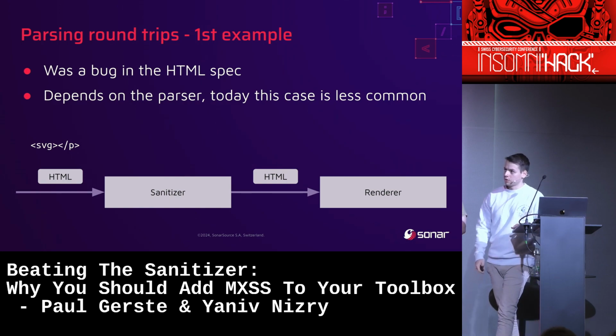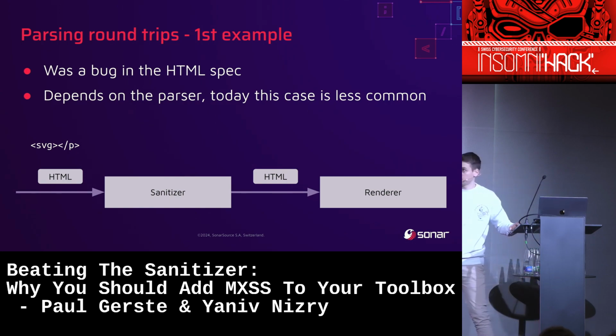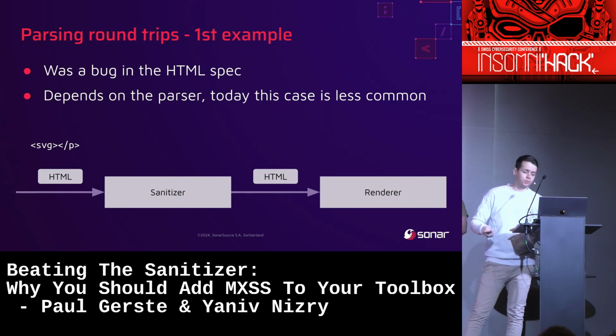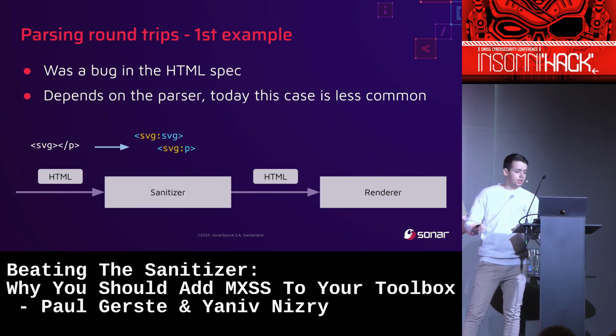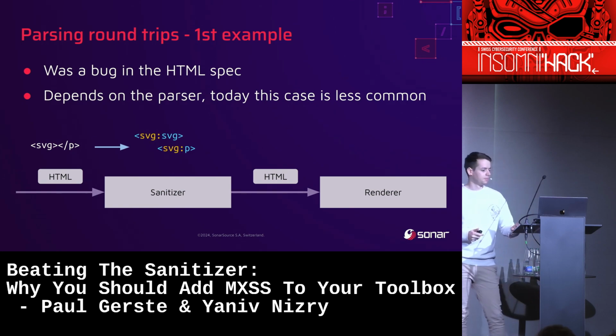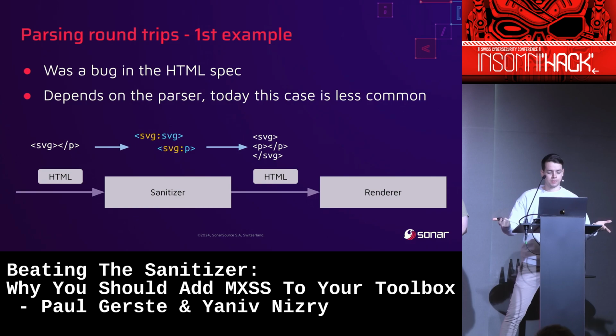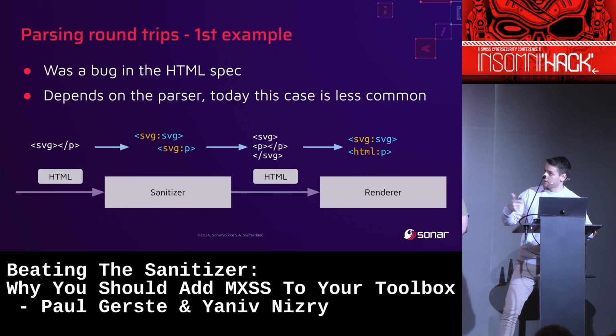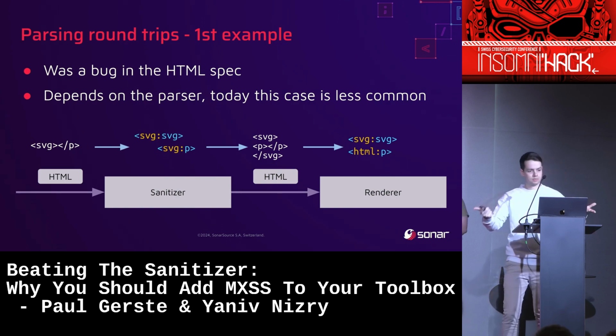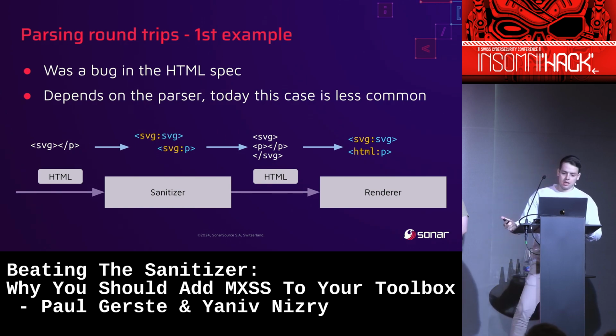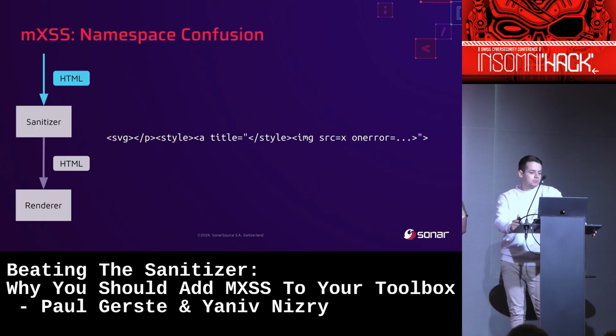And the parsing round trip goes like this. We have an SVG element, and then we close a P tag. Initially, when we parse it, the P element will actually be inside the SVG. And then, when we serialize it, the P element was fixed, so we also have an opening P tag. And then when we parse it again, the P tag will just go out of the SVG and will also change the namespace. So what an attacker can do is simply add after the P element a style element.